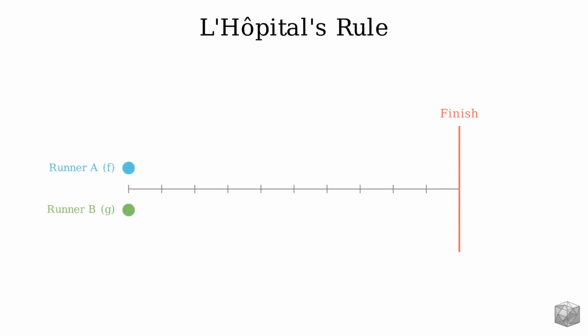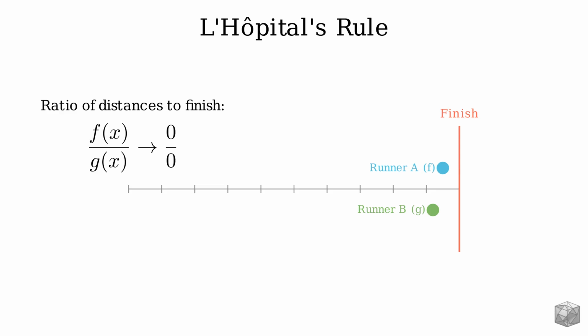Imagine tracking two runners to find the ratio of their positions near the finish line. If they finish at the exact same moment, their positions both approach zero, giving us the confusing fraction 0/0. How do we make sense of this? This is where L'Hopital's rule comes in.